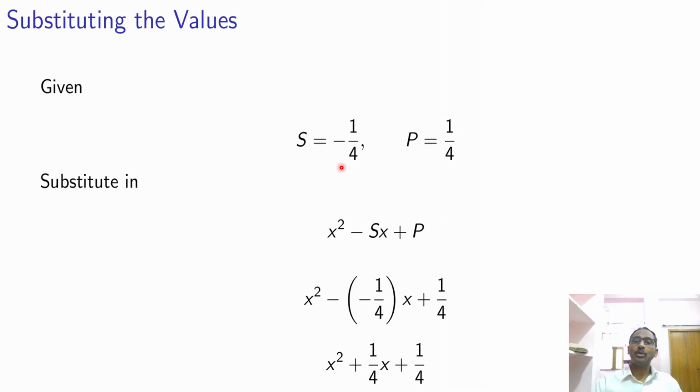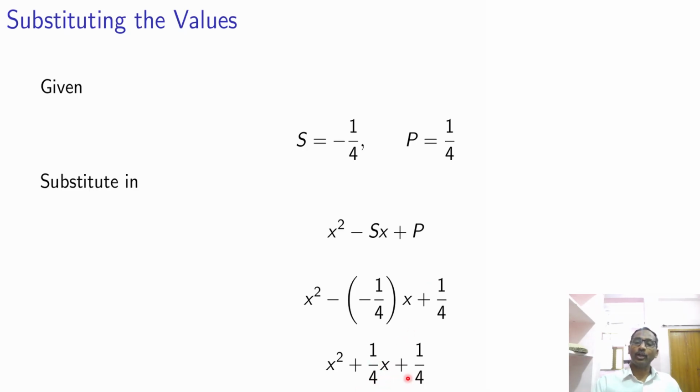The sum is given as minus 1 by 4, and the product of zeros is given as 1 by 4. The formula is x square minus sx plus p. So x square minus (sum, minus 1 by 4), plus product 1 by 4. Minus of minus gives plus, so we get x square plus 1 by 4x plus 1 by 4.